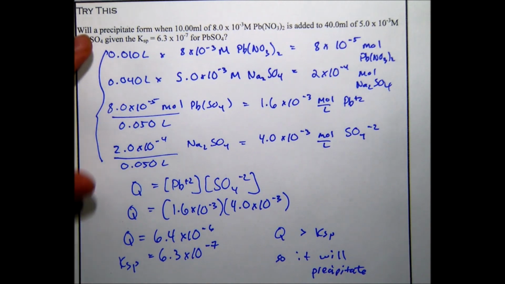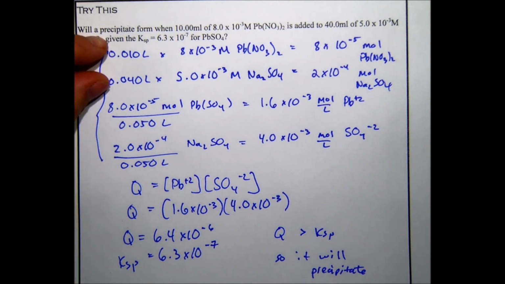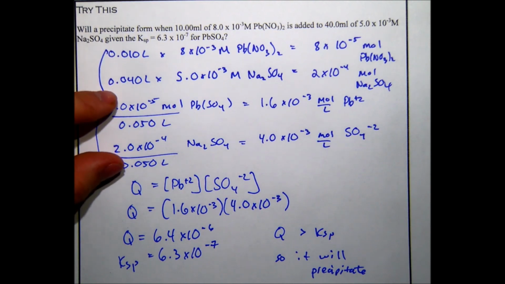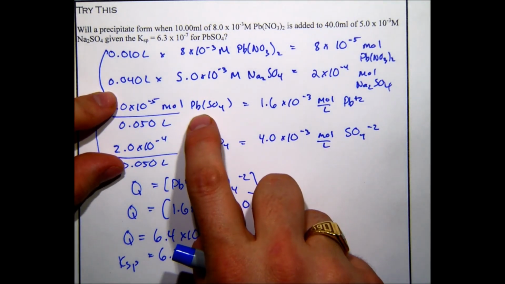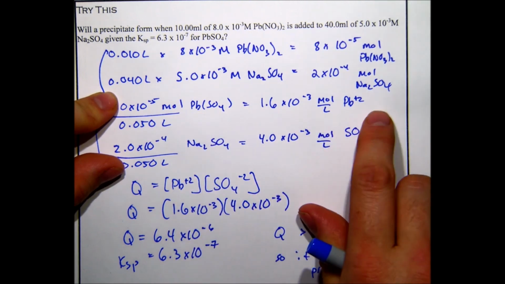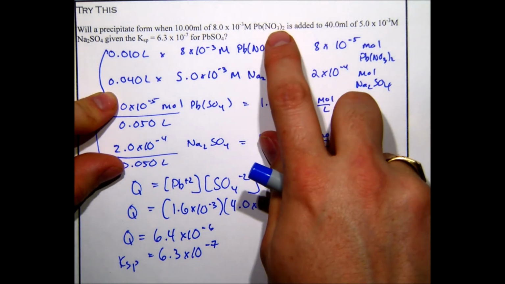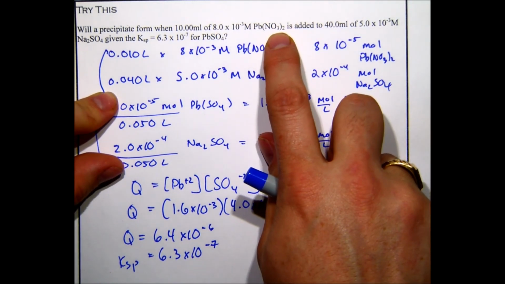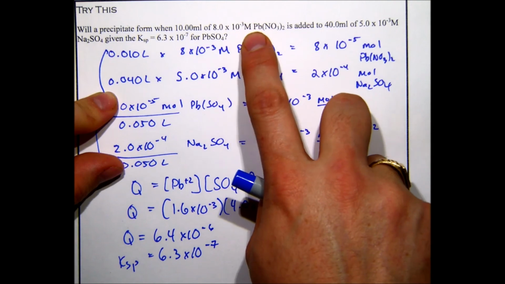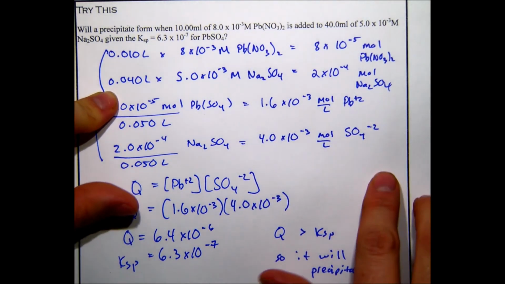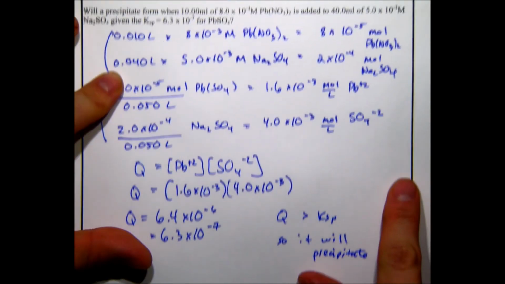So basically, you find out how many moles you have of each ion. In this particular case, I have lead sulfate, so 1 mole of lead sulfate is going to produce 1 mole of lead plus 2. You got to be careful with that because, for example, had I used the nitrate up here, it's 2 moles for every 1 mole of the compound. We didn't have to use nitrate, obviously, but just something to pay attention to.